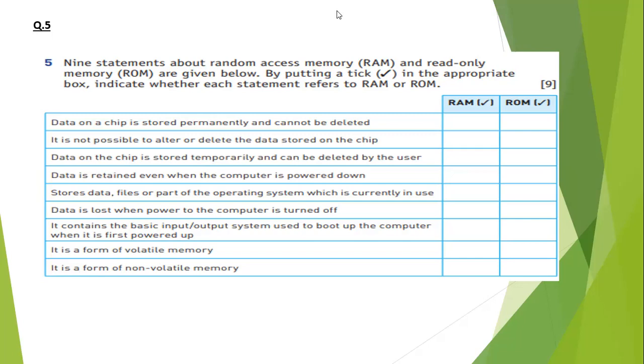Good. Right. Arsh, you tell us about the next. Okay, so it contains the basic input-output system used to boot up the computer when it's first powered up. Wait a minute, that's RAM, right? No, it's ROM. Oh, okay, sorry. Instructions are stored in ROM, okay? When you power on the system, it gets instructions from ROM. RAM's role starts at the end, when the operating system is transferred to RAM.